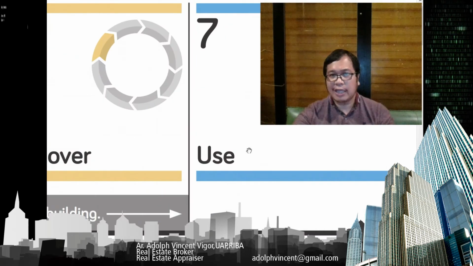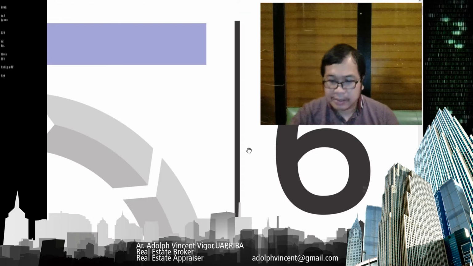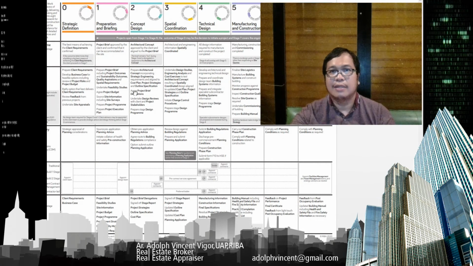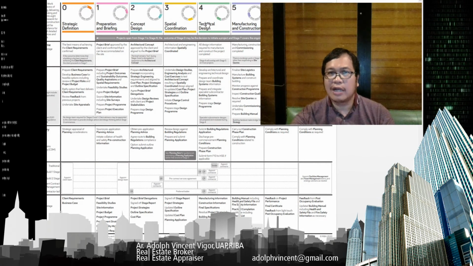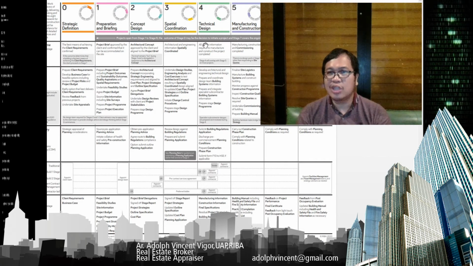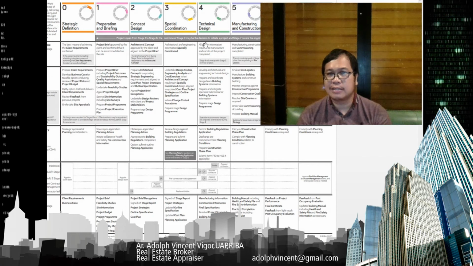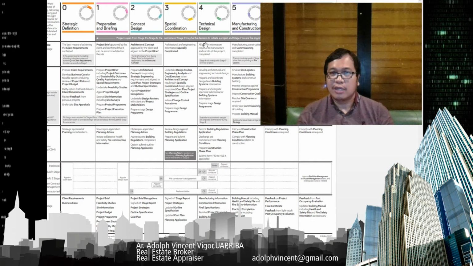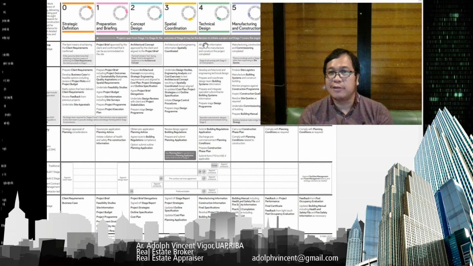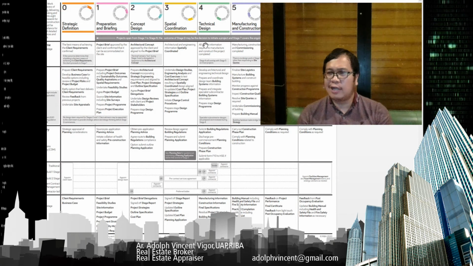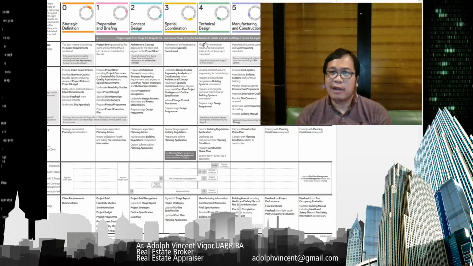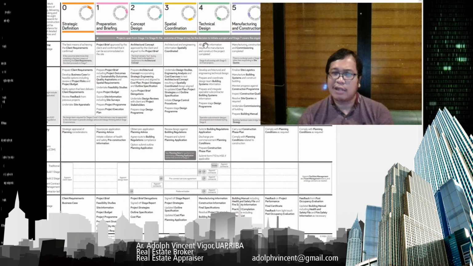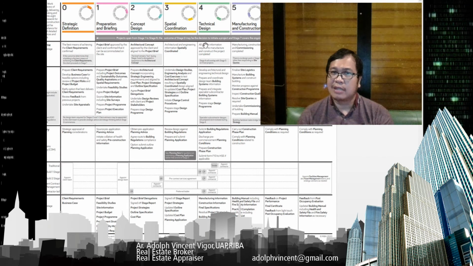So, as you can see, class, there are 7 stages. The gist of the RIBA plan of work is to make sure that when you view a project, you view it throughout its life cycle. This is what you call the life cycle view of a building. The common mindset right now, especially here in the Philippines, is to look at the project just from the beginning up to turnover.